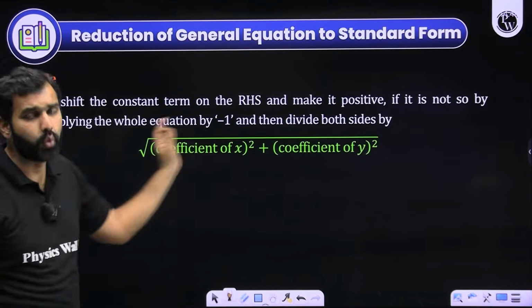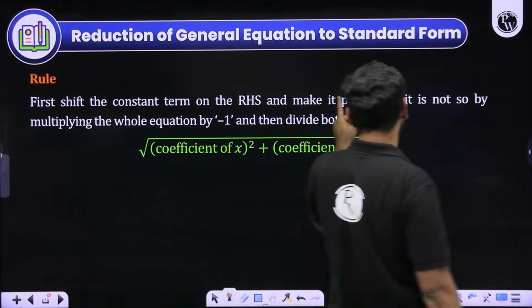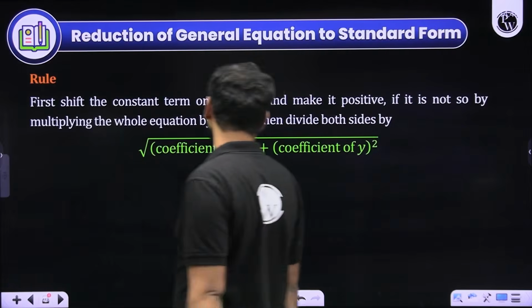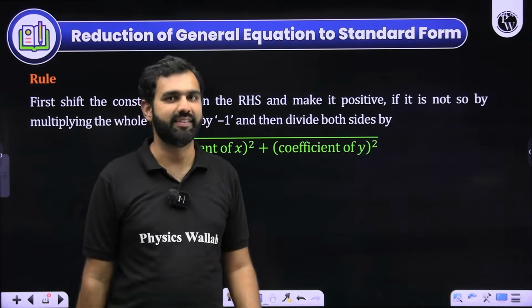The rule says, first shift the constant term to the RHS, and make it positive if it is not, by multiplying it by, of course, minus 1. And then divide both the sides by the square root of the coefficient of x squared plus the coefficient of y squared.